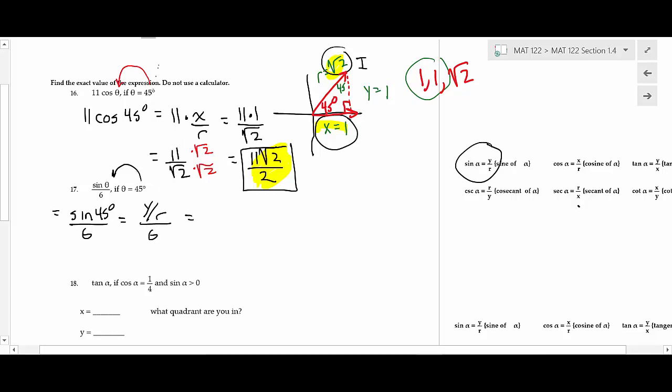So look at the diagram. In this diagram, y is 1, r is square root of 2. So if we do the sine of 45, we're going to have 1 over the square root of 2, and then all over 6.